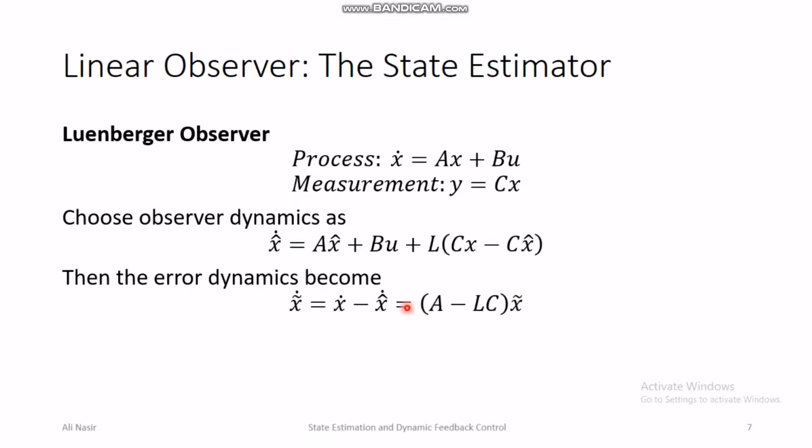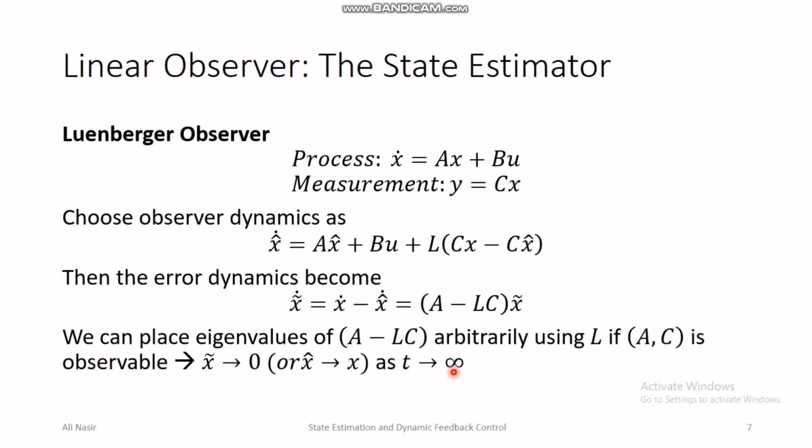Again, the design of the observer is basically determination of this gain value L, such that the error dynamics are asymptotically stable, which means that the error goes to 0, or which also means that x hat goes to x as t goes to infinity. So we can only place the eigenvalues of A minus LC arbitrarily using L if (A, C) is observable. So first we have to check the observability of the system. Only if the system is observable can the observer be designed. If the system is not observable, the observer cannot be designed.